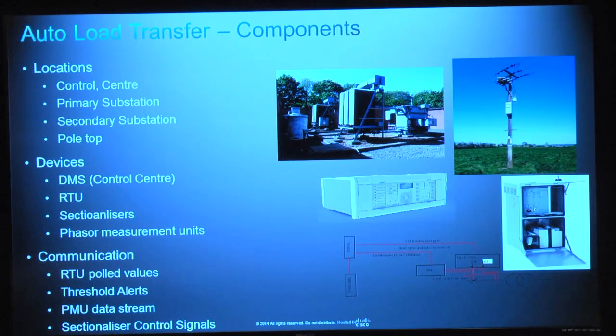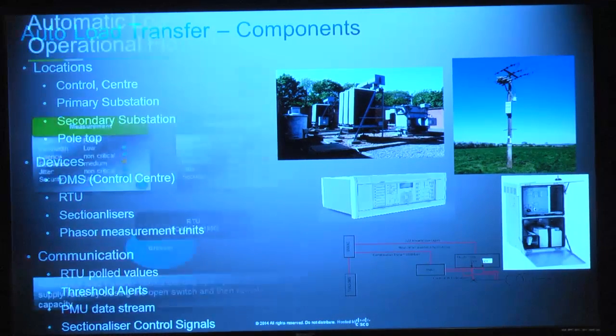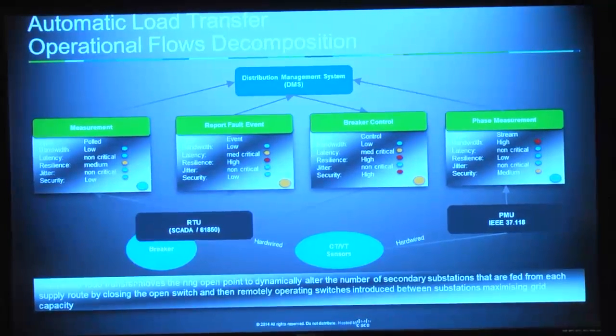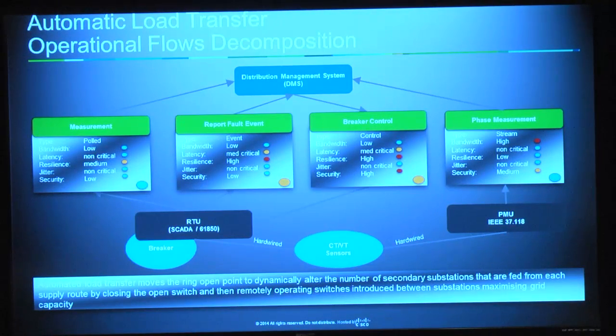From a communications perspective, we needed to poll the RTUs, as was always the case. We needed threshold alerts. We were taking a PMU data stream back, and we were using control signals for the sectionalizers, initiated from the SCADA system out to the sectionalizer. Again, we've looked at the operational flows that occur between these particular endpoints. We've looked at a measurement, we've looked at a report fault event, we've looked at breaker control events, and we've looked at the phasor measurement events.